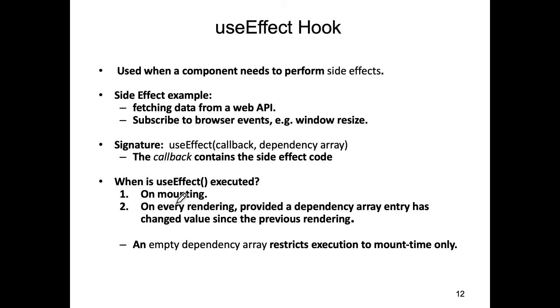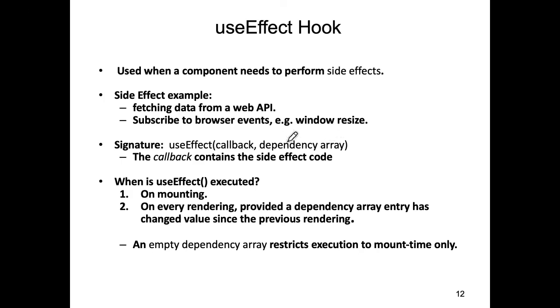Secondly, every time the component re-renders, provided, and this is the key thing, provided one of the entries in this array has changed since the last re-rendering. So that brings me back to this dependency array. The dependency array would be an array of references to typically other variables within the component. That could be props, or it could be a local variable that's computed by the component. So the array will contain references to variables. Usually it's just one, or maybe even none, but it has references to variables.